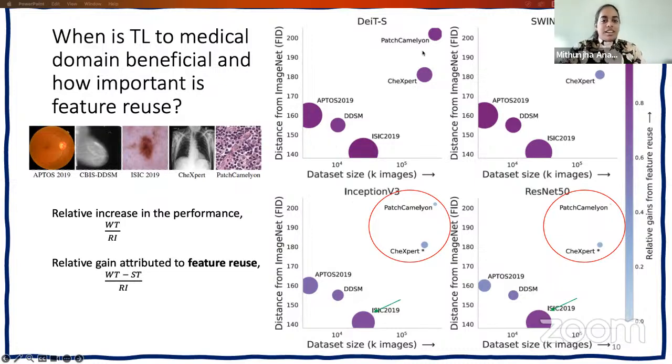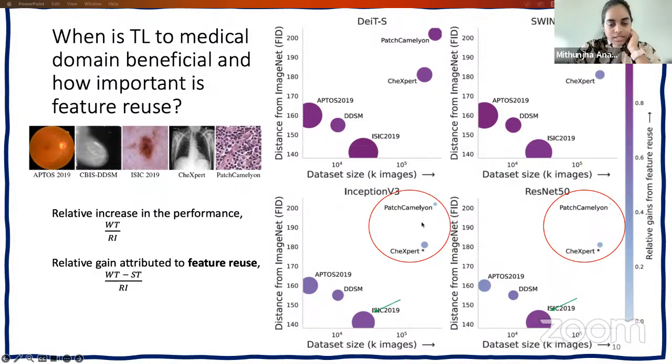So here you can see there are different sizes. The size of these circles indicates the relative increase in the performance of weight transfer over performance of random initialization. And the color of these circles indicates the relative gain attributed to feature reuse. So what they are doing is calculating the relative increase in the performance of weight transfer and subtracting the relative increase in the performance with the stat transfer, like the weight statistic, initializing with the mean and standard deviation.